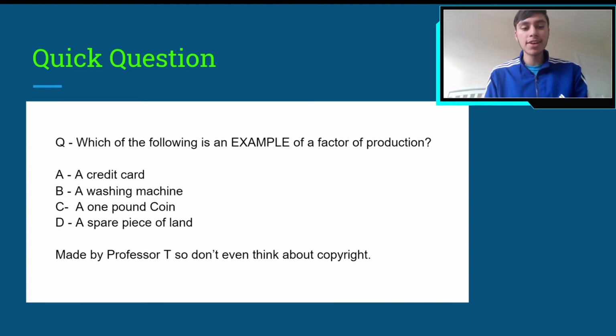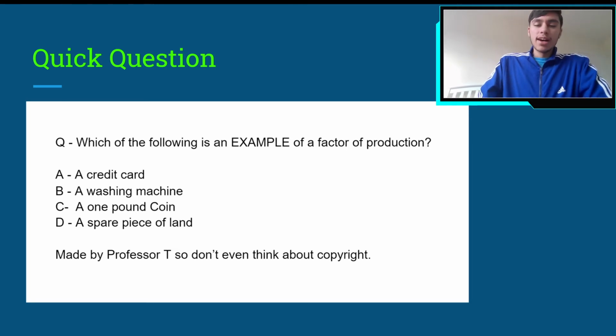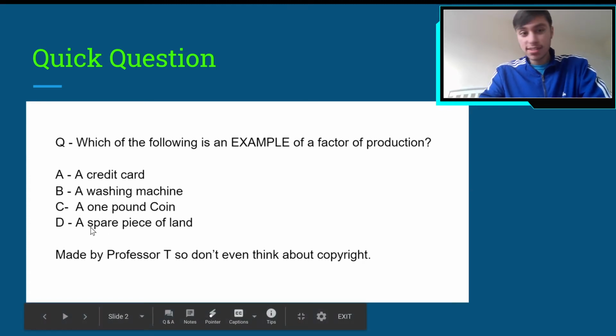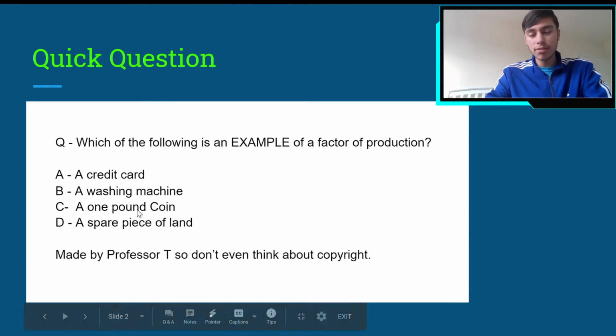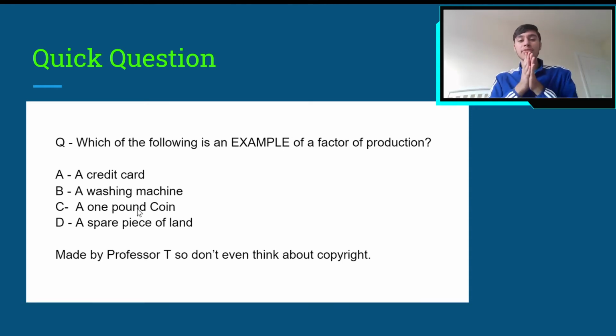Now, you looked at the last two options, which were a £1 coin and a spare piece of land, and here you were probably slightly confused. Should it be the £1 coin or a spare piece of land? At this point you need to understand if money is an example of a factor of production or not. Those of you who chose spare piece of land, congratulations, that's the right answer. A £1 coin is not the correct answer, and don't worry if you got it wrong. I'll be explaining why it's not the right answer in full depth.